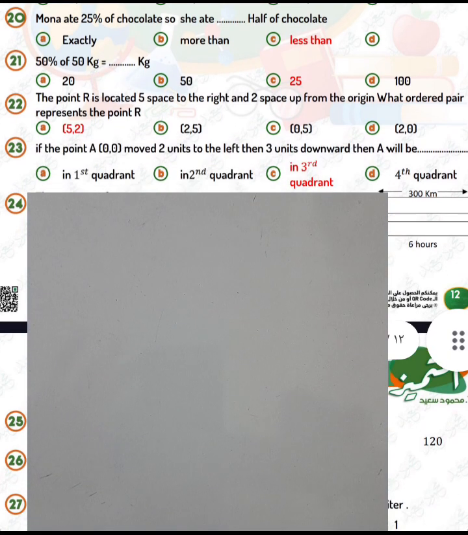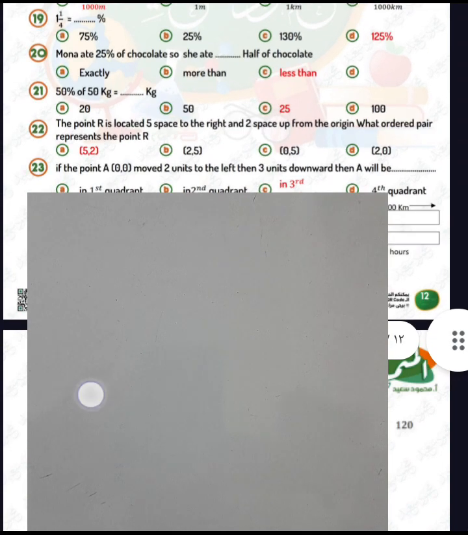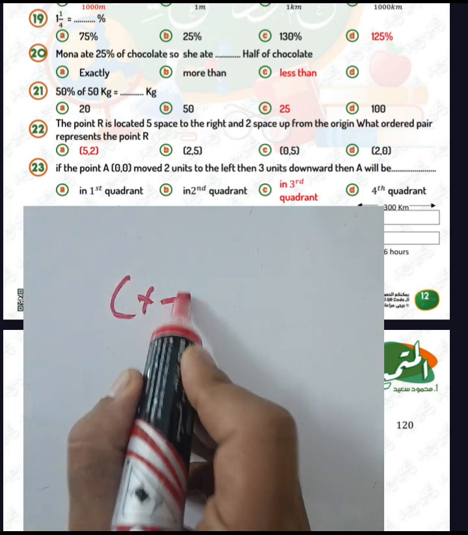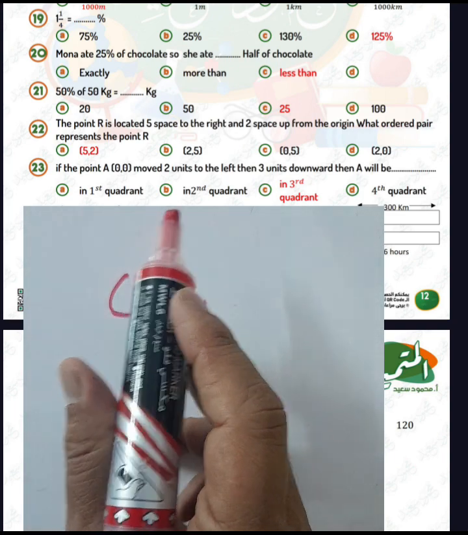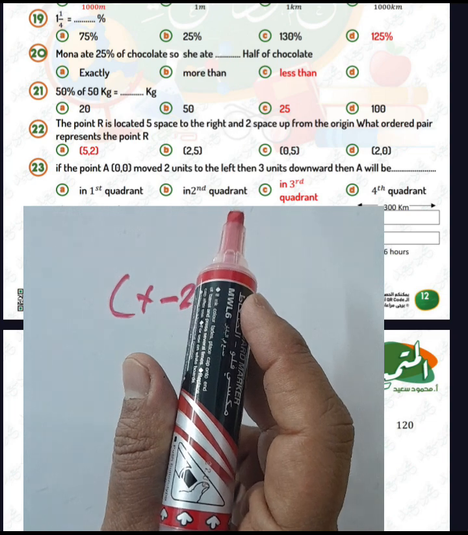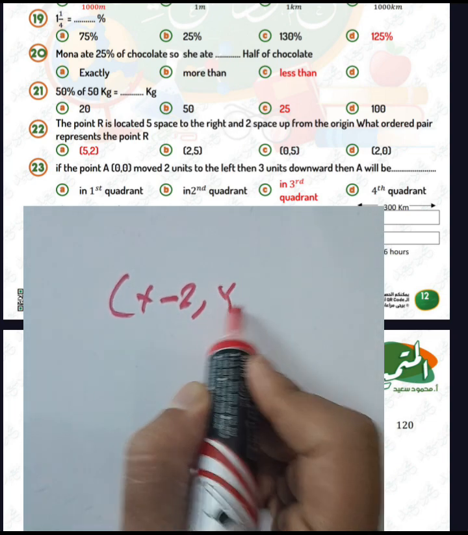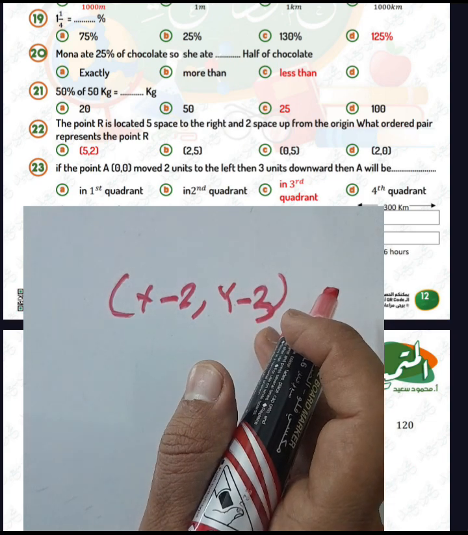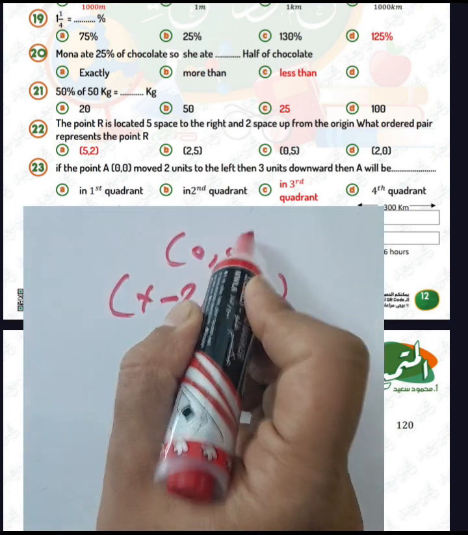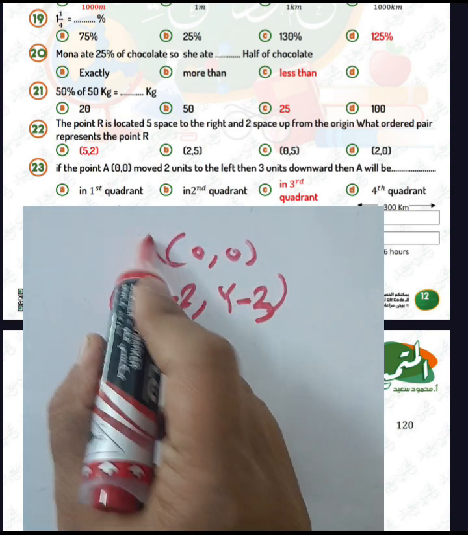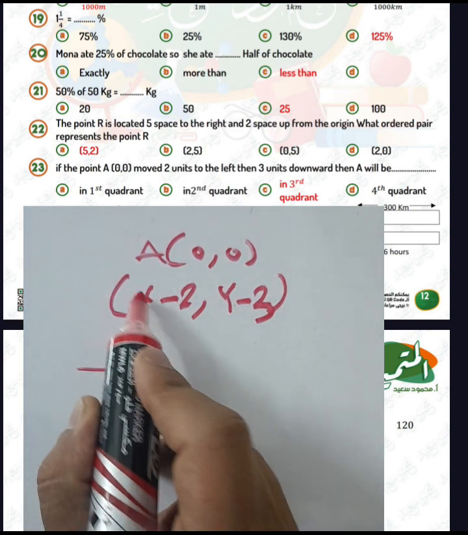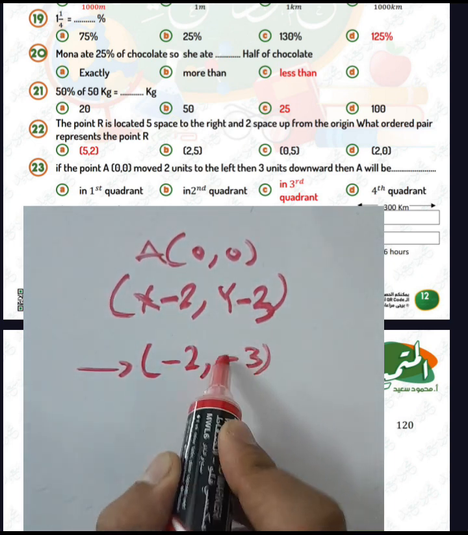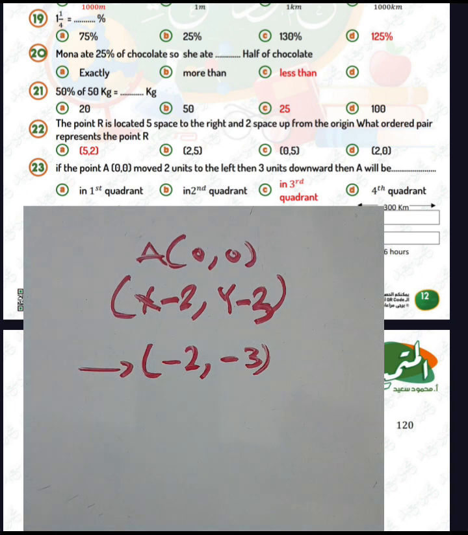Okay. Question 23. If the point 0 and 0 move 2 units to the left, it's meaning x minus 2. Moved 2 units to the left, then 3 units downward, it's meaning y minus 3. Then we must put the point 0 and 0, it's the original point, A. And the image will be what? X here equals 0. 0 minus 2 equal minus 2, and 0 minus 3, it will be negative 3. Then the image will be negative 2 and negative 3.